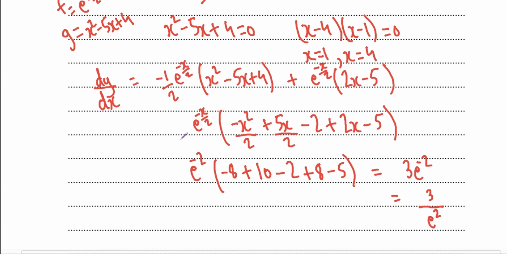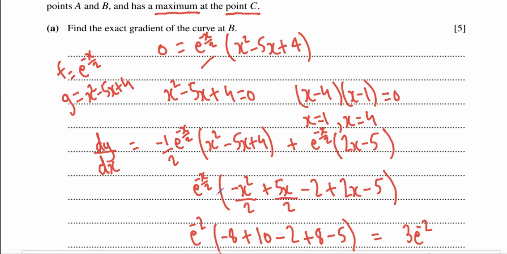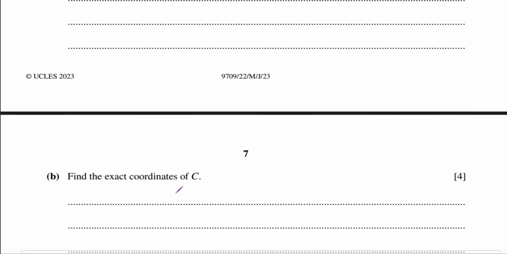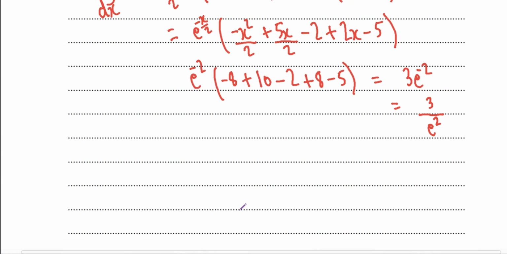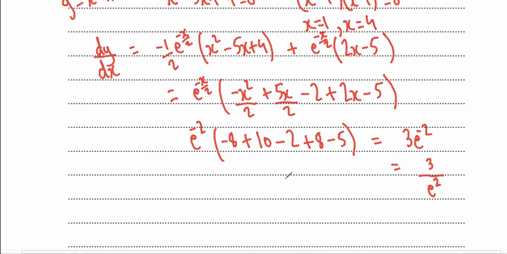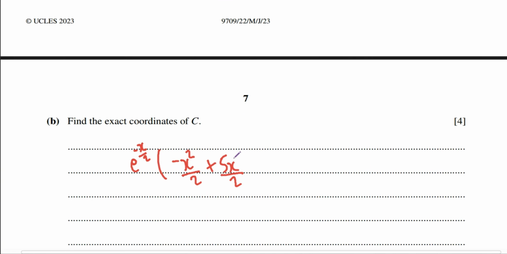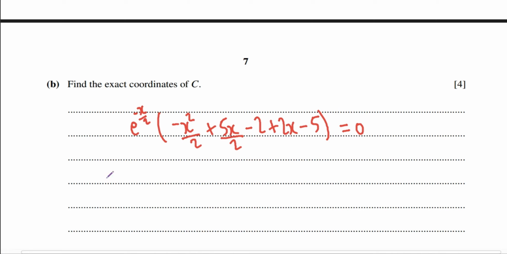To find the exact coordinates of C, we already have the derivative. It's just equal to this. So we have e to the negative x over 2 times negative x squared over 2 plus 5x over 2 minus 2 plus 2x minus 5. And this is equal to 0 because we're finding a turning point. Once again, either this bracket is equal to 0 or this is equal to 0.